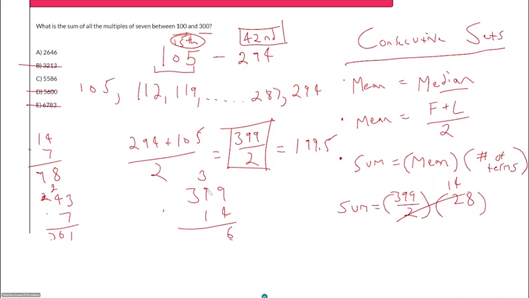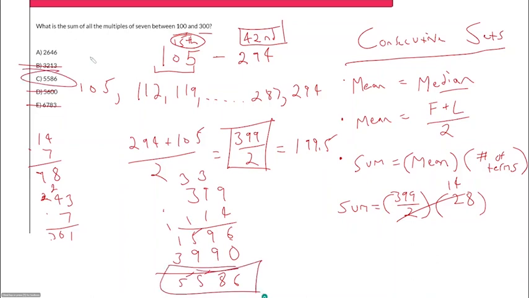Put 3 up here. 36 again plus 3, 39. And 1 times 9 is 9. And again, 3. So the sum here, 6, 15, 15, 15. So 5586, C.